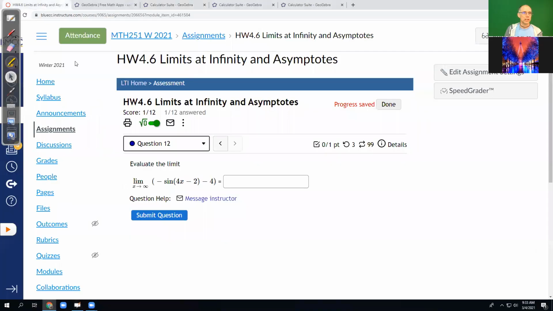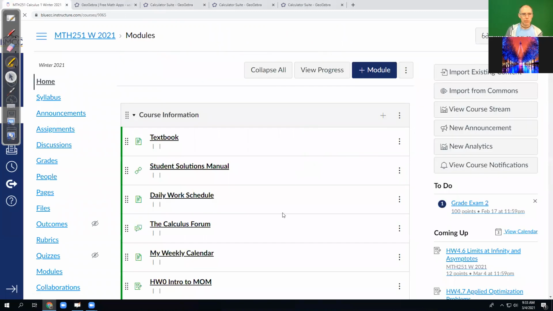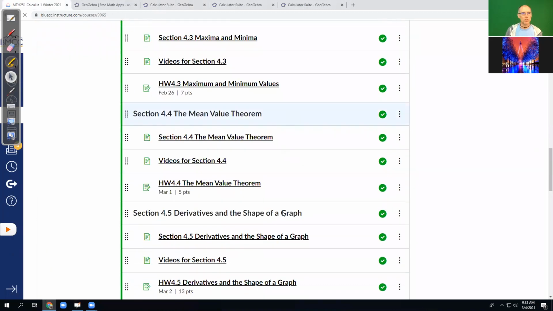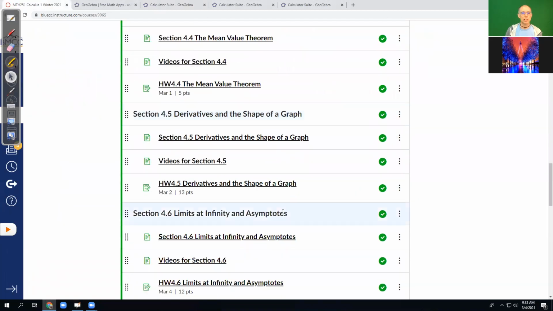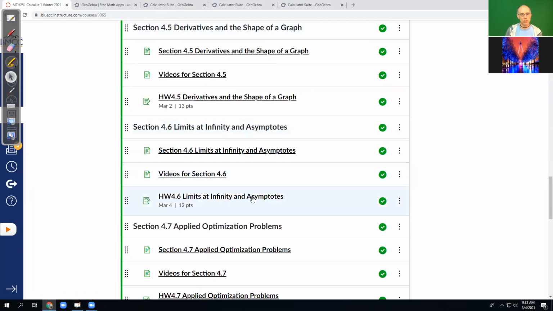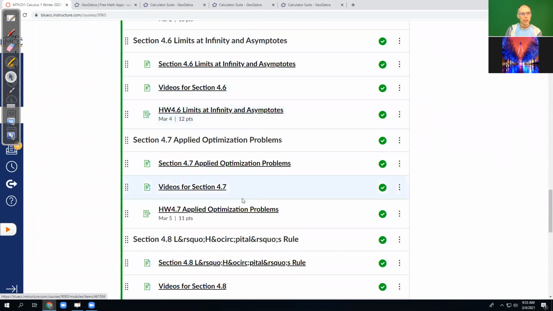Start the recording and go home for a second, see where we're at. We're still like a day and a half behind schedule, no big whoop. Just make sure the due dates are okay. So let's see. Limits at infinity I set to be due tonight. I think that's still reasonable. Applied optimization, I'm going to move that one.